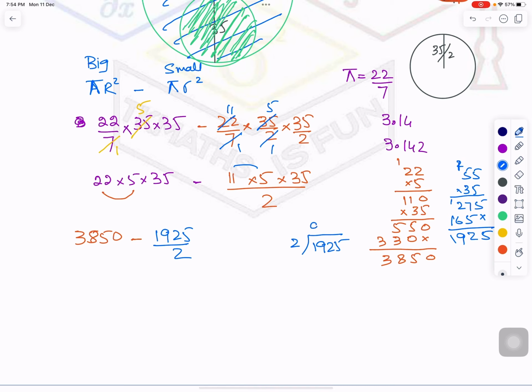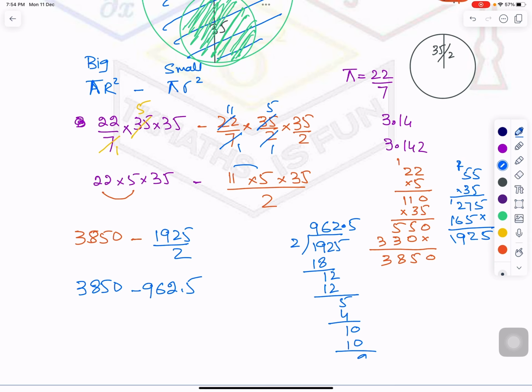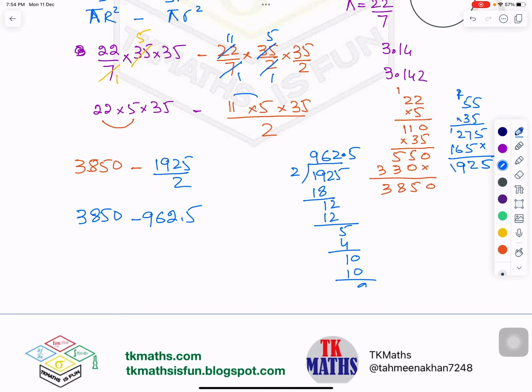2 9s are 18. This 2 will come down, 2 6s are 12. Then 5 comes down, 2 2s are 4. Then you will put the decimal here. 2 5s are 10. So I am doing 3850 minus 962.5. Okay, so now let me subtract it here.